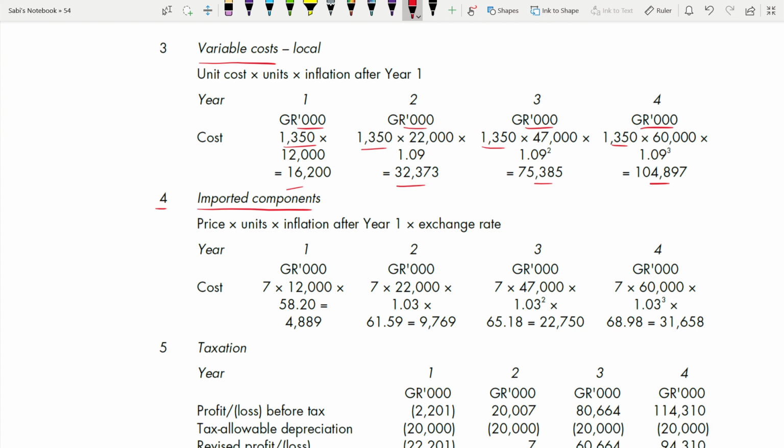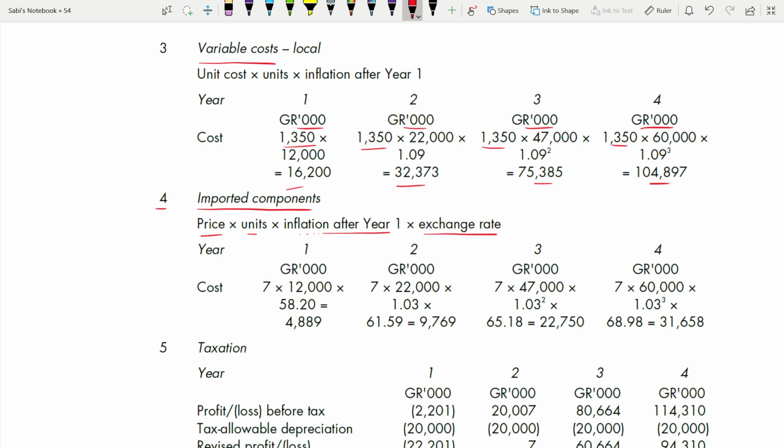So for imported component, it is price into unit, into inflation after year 1, into exchange rate. Basically, you have to see the currency. Wherever it is in dollars, you have to multiply by the inflation rate. Wherever it is in Gamaliel currency, forget about inflation, and there you don't have to use the exchange rate. Everywhere you don't have to use the exchange rate. Wherever it is needed, you have to use it.